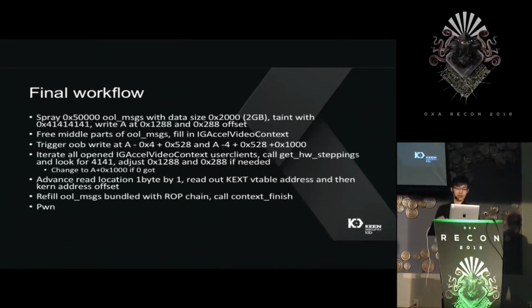And we will advance the relocation one byte by one, to get a readable address of the KST and also the kernel's text section address offset. We will refill the OR messages with the ROP chain, and we will call contest finish to do the ROP control. And finally, we do a pwn here. So actually, we can see that the info leak steps are much more complicated than the ROP control, thanks to the mitigations introduced by the OSX kernel that make our work much harder.